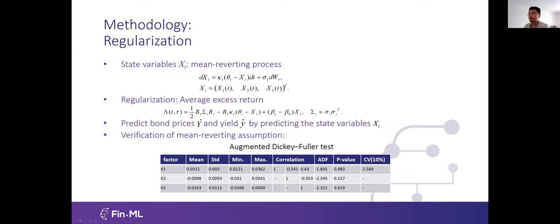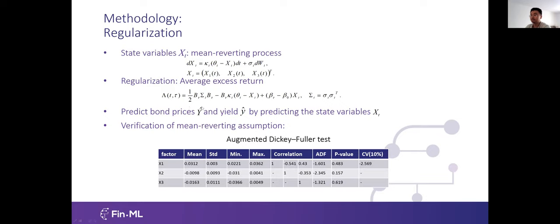And also from this theoretical structure, we can obtain the average excess return, which is quantified by this equation. If this equation equals zero, then we get the arbitrage-free pricing formulas. And this will give us the regularization in the prediction process.